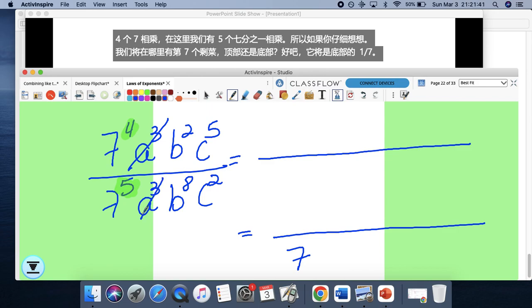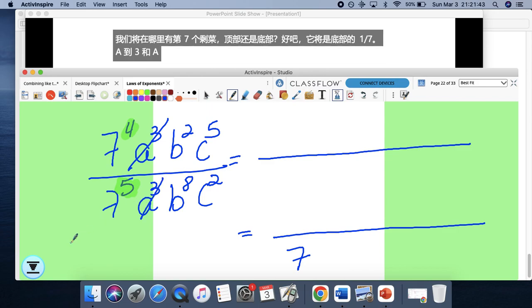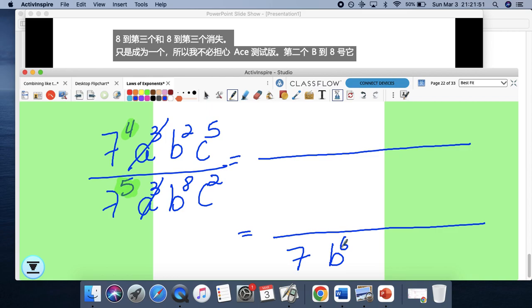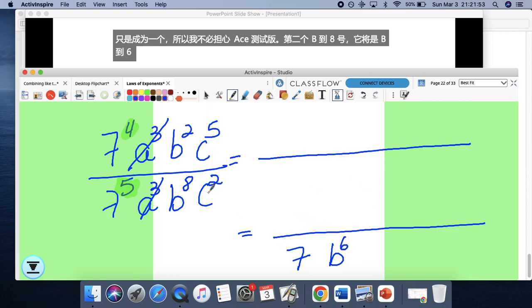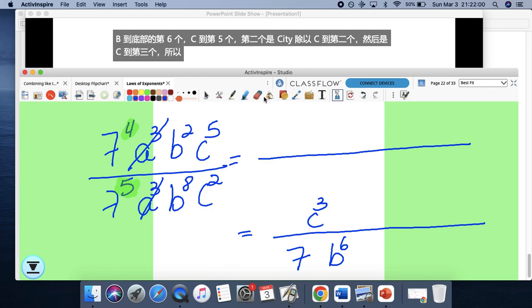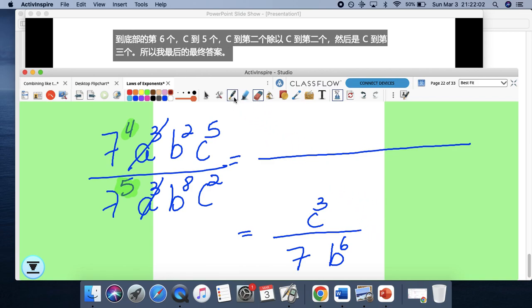A to the third and a to the third disappears. It just becomes 1. So I don't have to worry about the a's. B to the second, b to the eighth, it's going to be b to the 6 at the bottom. C to the 5 divided by c to the second is going to be c to the third. So my final answer is this right here.